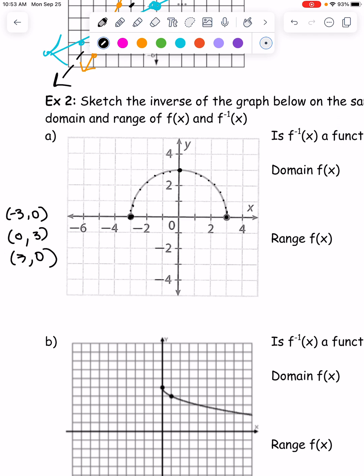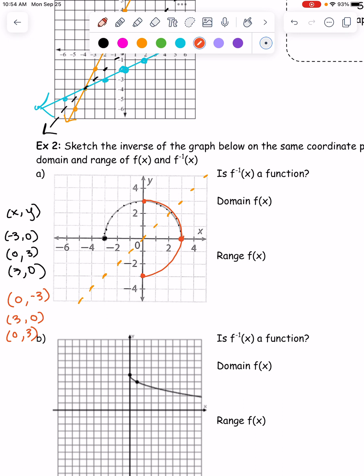And then I'm just going to switch the x and the y. So if this is x, y, I want to make the new point y, x. So that would be 0, negative 3, 3, 0, and 0, 3. If I plot those new points, 0, negative 3 is here. 3, 0 is still here, that's okay, and then 0, 3 is here. If I connect those dots in the same way, I now see that I have reflected over that line y equals x. And what was on the black graph is now going to land on that orange reddish graph, okay?